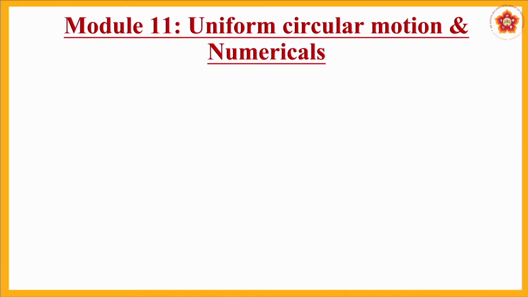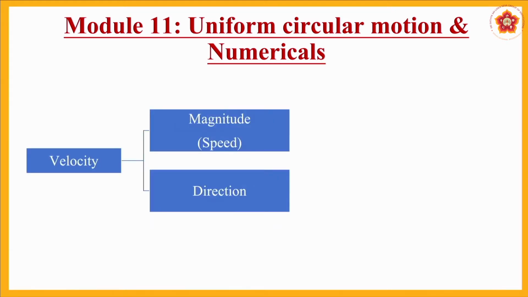Now we come to the last module of this chapter, uniform circular motion, and then we will take up some numericals. Now uniform circular motion, the name says that there is circular motion, no doubt we are going to discuss circular motion, but something is uniform or constant. What is that? So before that, let us get back to our basics of velocity.